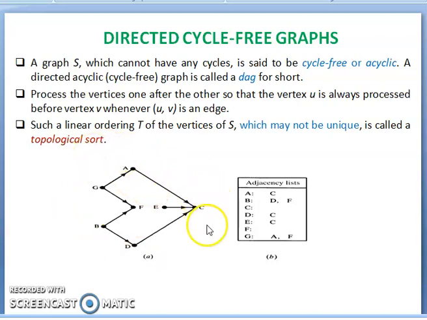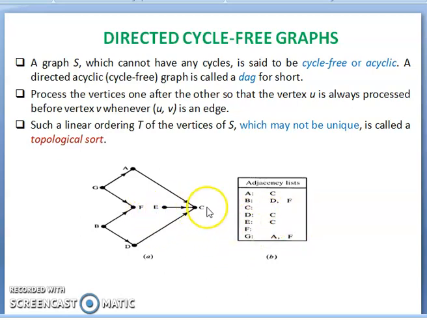For example, this is a directed graph, and this is the adjacency list. For A, what is the adjacency list? C. This is a directed edge from A to C. For B, there is D and F. For C, there is no path from C, so that's why this is nil. For D, you take C. Adjacent is C. For D it is over.